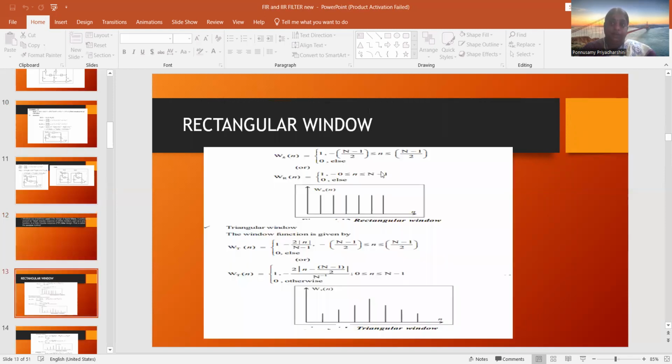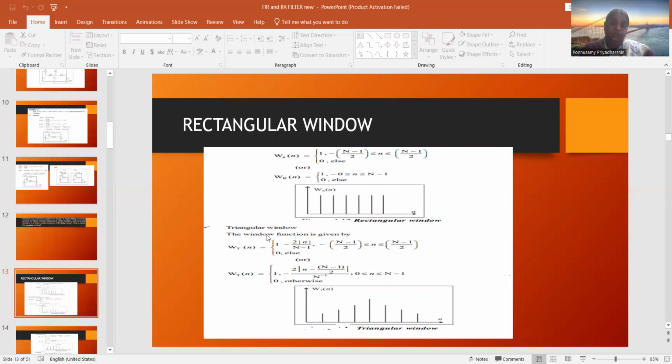So we are having different windows. First is the rectangular window. The rectangular window is represented with w_R(n). Its function is 1 for n from 0 to N minus 1, and 0 otherwise. So this is our representation of a rectangular window.